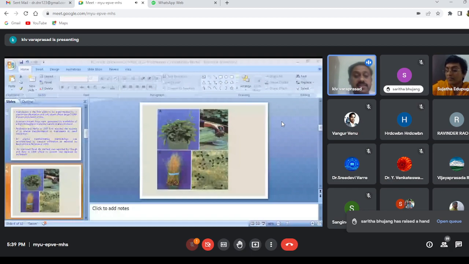So here you can see in this picture the Arabidopsis plant, along with its co-cultivation with Agrobacterium transformed culture, and plantlets which survived on the hygromycin resistant plate also you can see. So coming to the next slide.